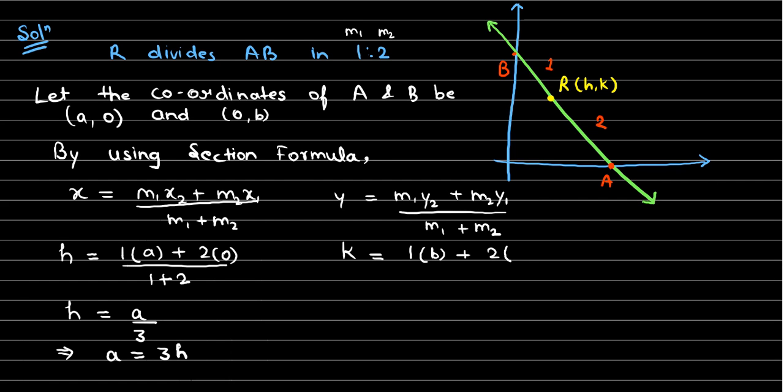My bad. This is going to be 1 times 0 and 2 times A. So this becomes 2 by 3 A. From this expression, the value of A came out to be 3 by 2 H. That is the value of A here. This is what we get in this part.